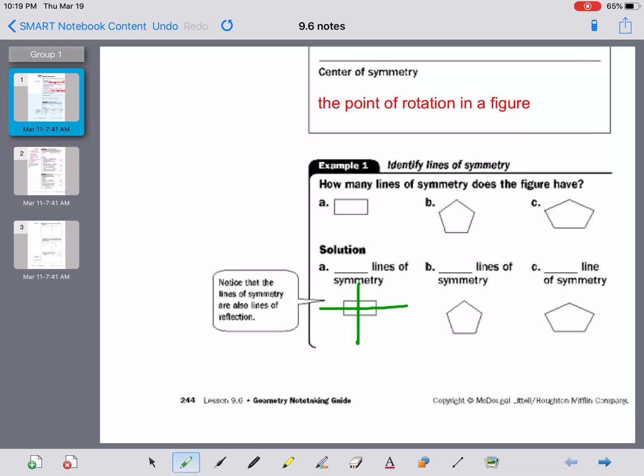Now, sometimes students like to tell me that we could go diagonal to diagonal. But if you're thinking that, I challenge you to pick up a piece of normal rectangular paper and try to match that diagonal corner to corner and see if you actually get that paper to be exactly on top of itself. And you'll find out that you don't. So for a rectangle, we're going to have to stick with just two lines of symmetry.